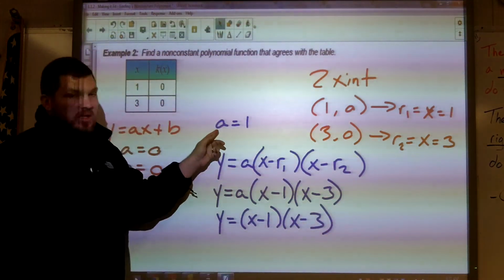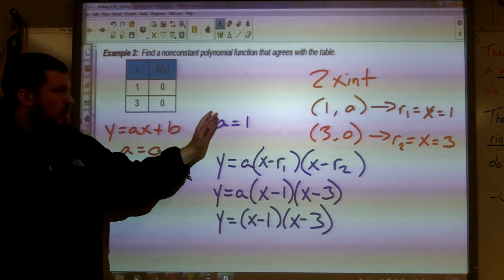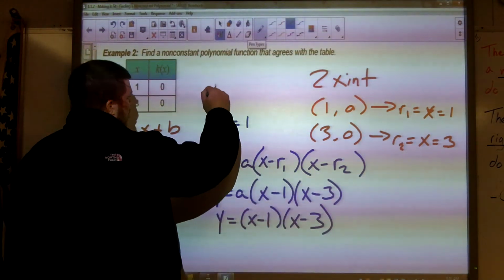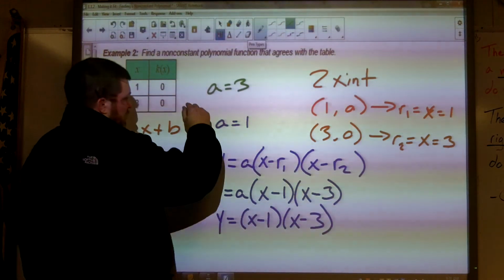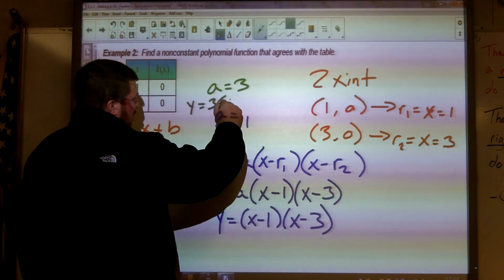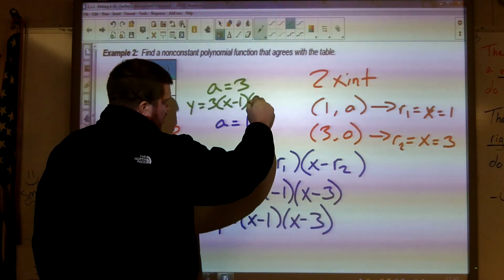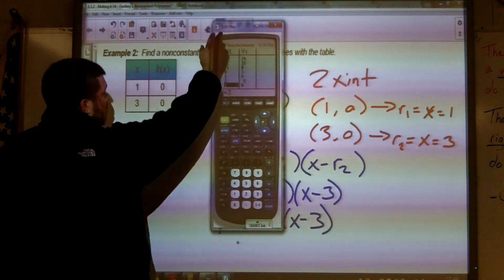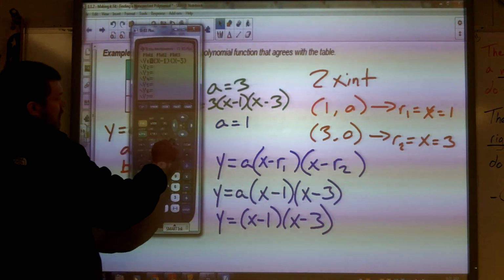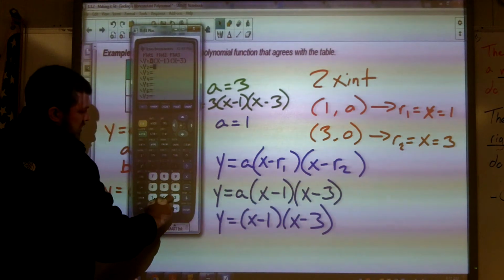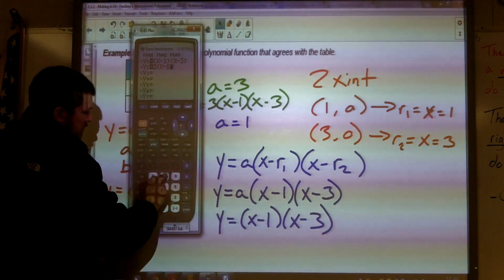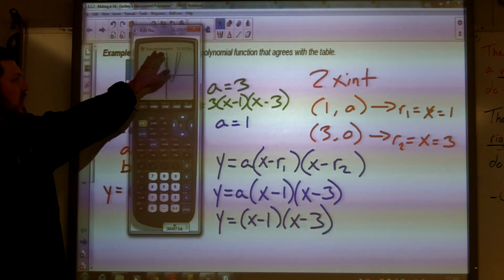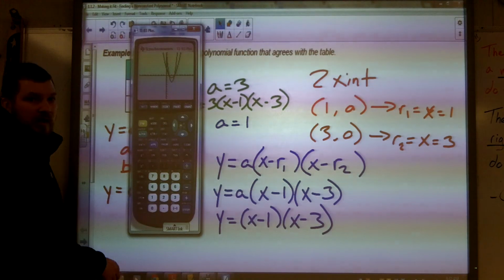Now, like I just said, I elected for my scale factor to be 1. Well, the scale factor again can be anything. So if I chose for my scale factor to be 3, then my polynomial would just become y equals 3, x minus 1, x minus 3. So let's go and graph that and just see how it compares. So I'm going to type this one in y2 just to compare. So x minus 1, x minus 3, okay, and graph. Notice that the graph is now narrower, so that scale factor affected it.